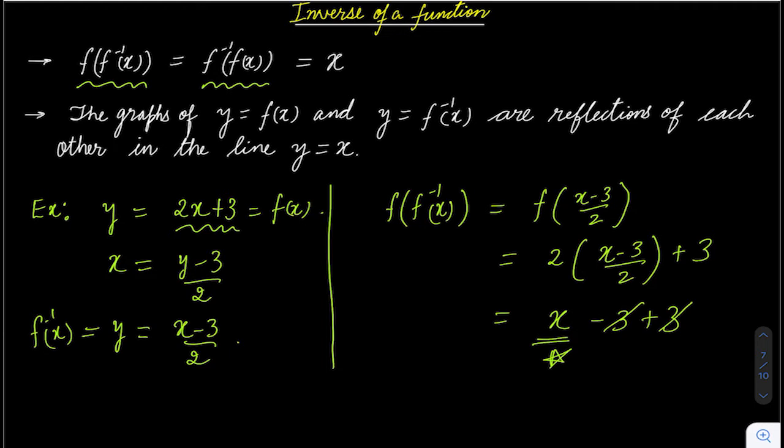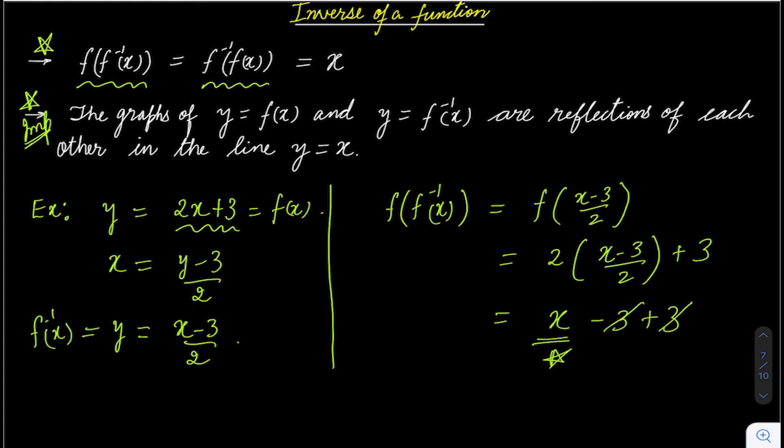Second thing is, the graphs of f(x) and f inverse x are reflections of each other in the line y equal to x. So if you draw the line y equal to x, and you draw f(x) and f inverse x on the same graph, then if you take the reflection of f(x) in y equal to x, you will get f inverse x. Or if you take the reflection of f inverse x in the line y equal to x, you will get f(x). So this is also very important. We will see its use and how the question they will ask.